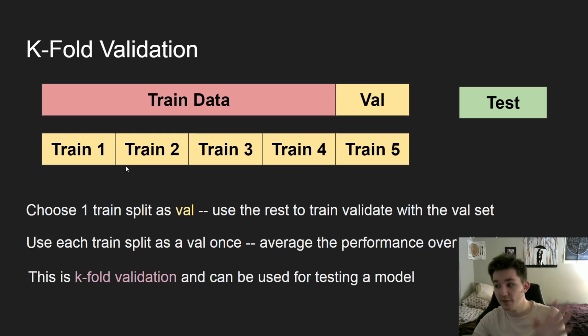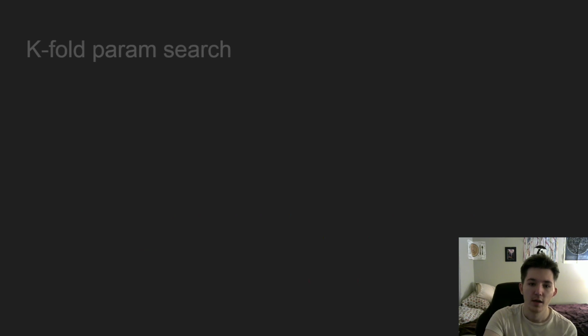So this is called K-fold validation. The K comes from the number of different validation sets we have. This right here is 5-fold validation, so we're doing 5 different folds. And then we can use this to test our model. So let's do a little run through of what the structure looks like.